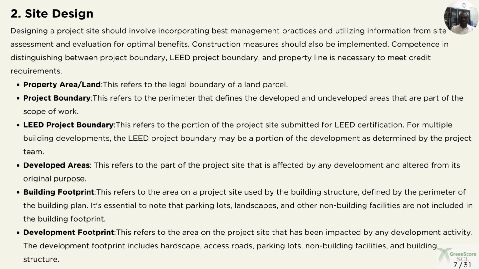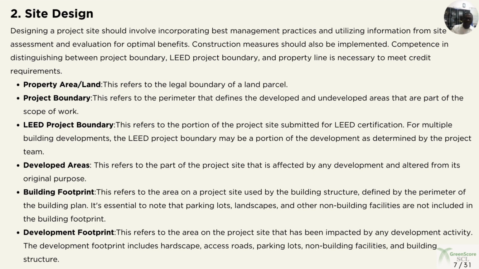Then the property line is essentially the extent of the property owned by the entity. This is important now. The property area of land refers to the legal boundary of a land parcel. The project boundary refers to the perimeter that defines the developed and undeveloped areas that are part of the scope of work. The LEED project boundary, like I said, refers to the portion of the project site that is being submitted for LEED certification, right?